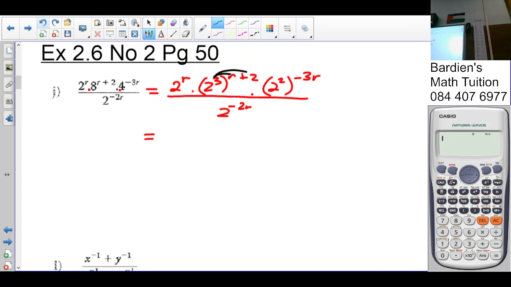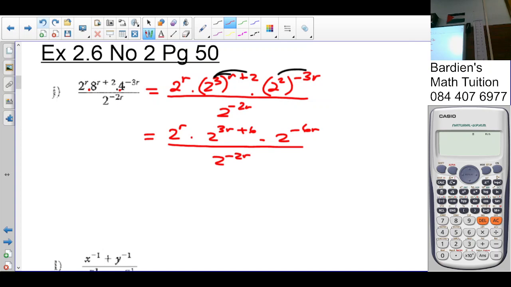Okay, so let's do our thing here. So it's going to be 2 to the r times 2 to the 3r plus 6 times 2 to the negative 6r, all over 2 to the negative 2r. Now, when we're multiplying and bases are the same, what do you do with the exponents? You add. So it's r plus 3r plus 6 minus 6r minus 2r, which becomes plus 2r. You all okay with that? And that is equal to 2.